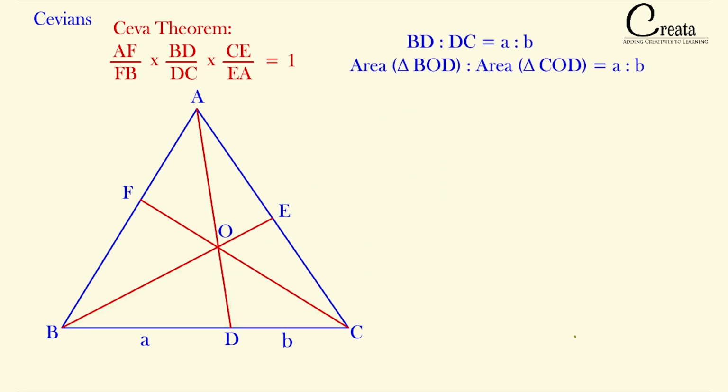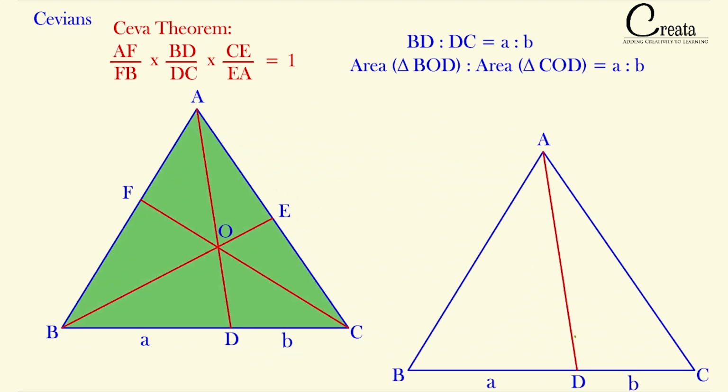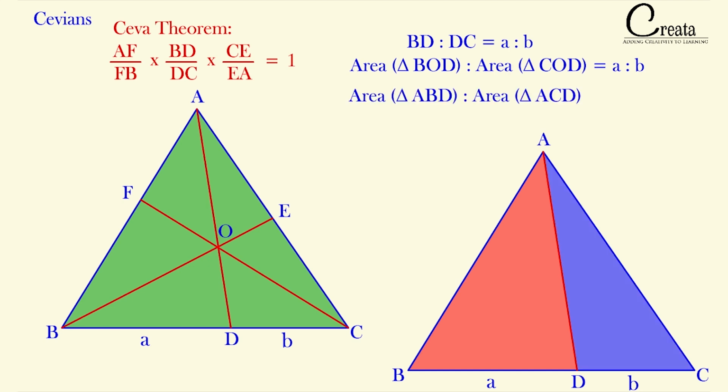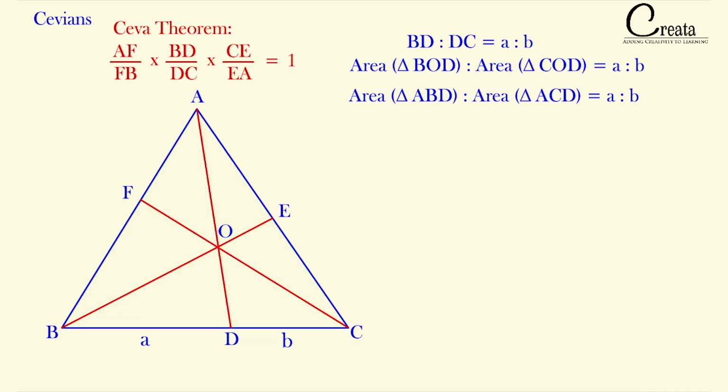Moving further, if we take this complete triangle ABC, in a similar line, can we say the ratio of the area of triangle ABD to the area of triangle ACD is also equal to A is to B? Both the triangles also have the same altitude, and the ratio of their bases will be equal to the ratio of their areas. Got it? Here area of BOD upon area of COD is equal to A upon B, and also area of triangle ABD upon area of triangle ACD is equal to A upon B.